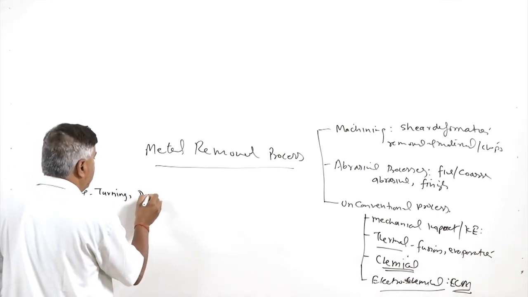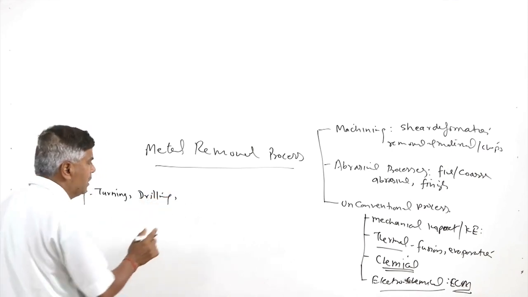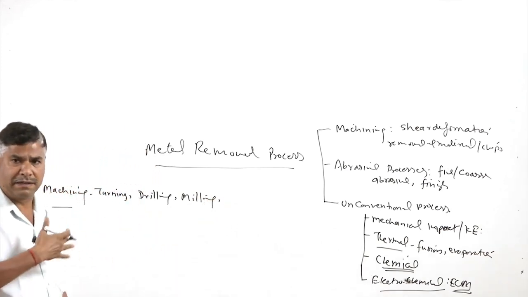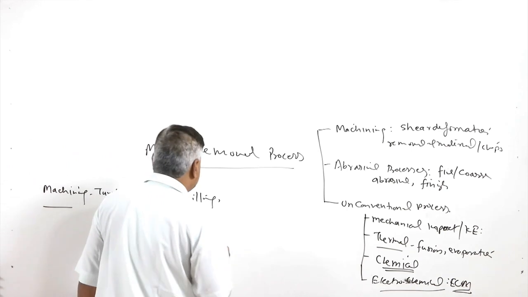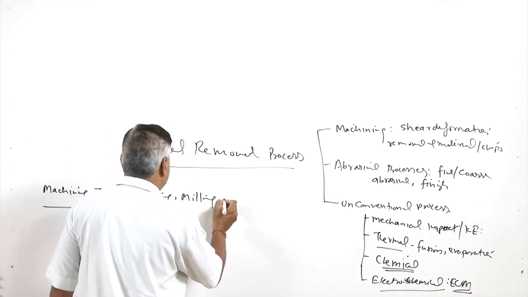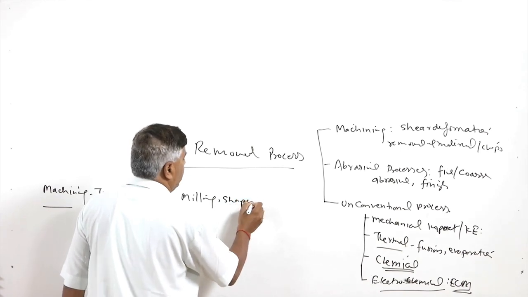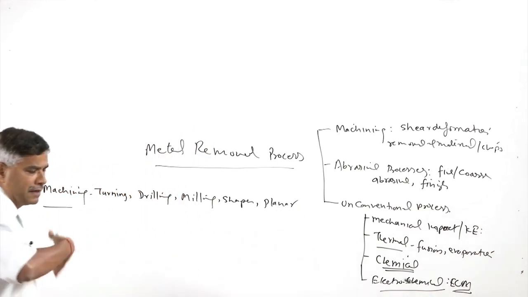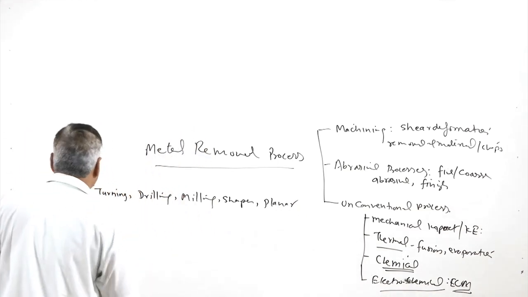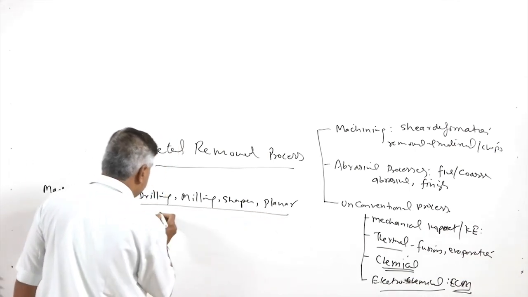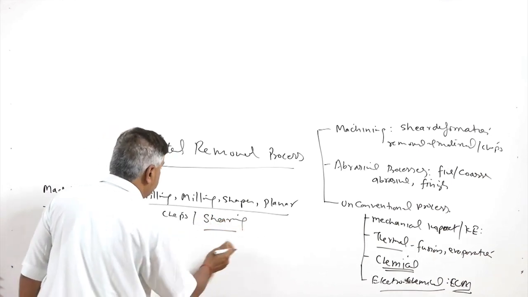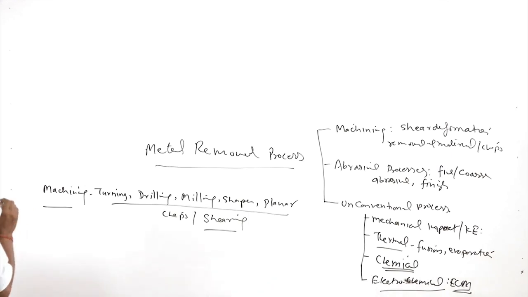Then we have drilling, which is used for making holes. Then we have milling, which is used for making primarily flat surfaces, but it can also be used for making gears and other contour or curved surfaces. Then we have the shaper for flat surfaces, and the planer also for flat surfaces, but it can be used for cutting grooves, slots, etc. also. So, in all these processes material is removed in the form of chips, and shearing is the basic mechanism by which material is removed in the form of chips in machining processes.